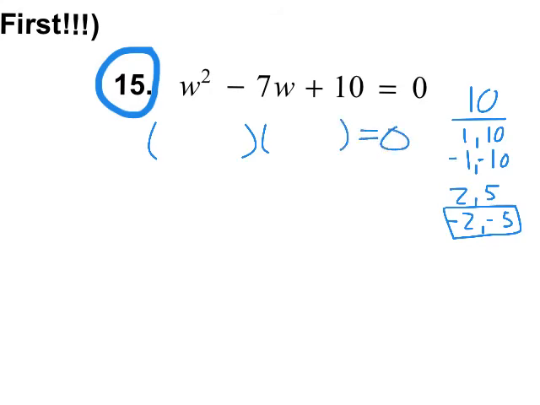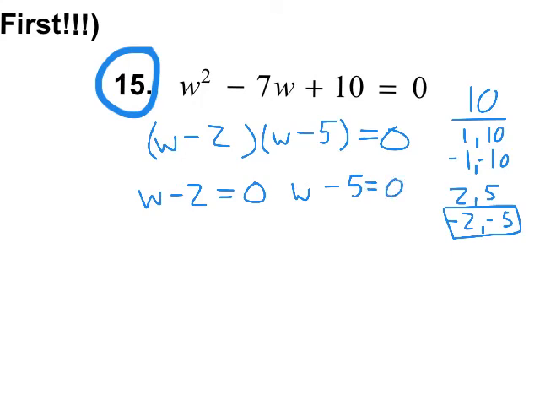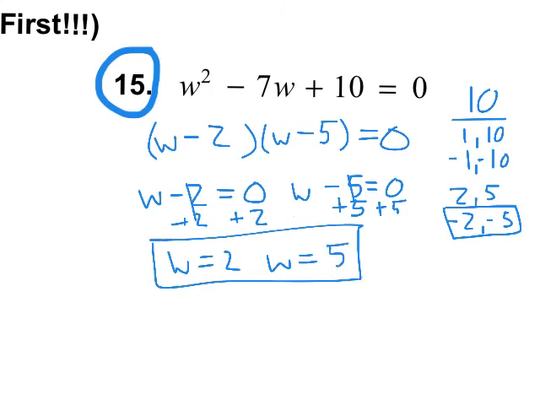Leave your equal 0 on the end. The w squared is going to break into w and w, and then my back spots are going to be negative 2 and negative 5. Because of the equal 0, I have to set up equations. So I add 2 to both sides, so w equals 2. Add 5 to both sides, w equals 5. So remember, the only time we do this solving part is when I see the equal 0 right here.